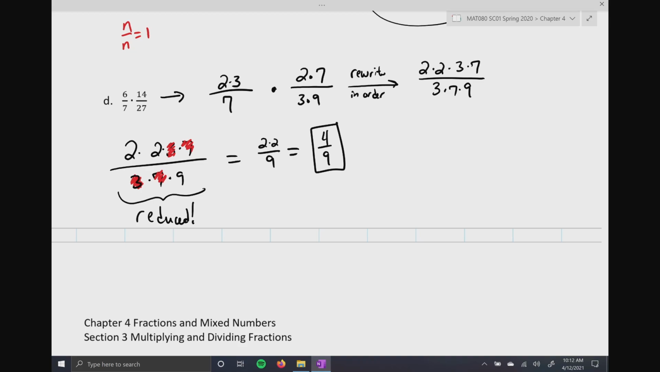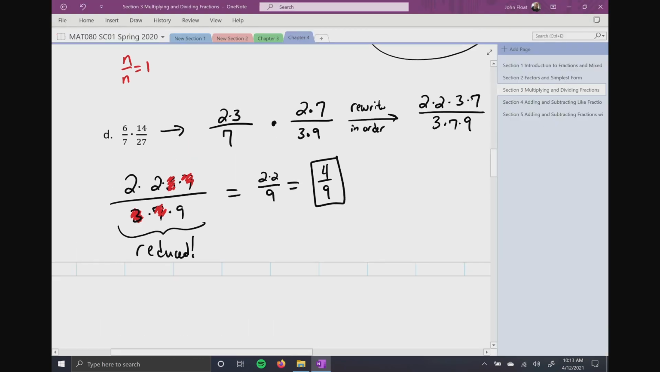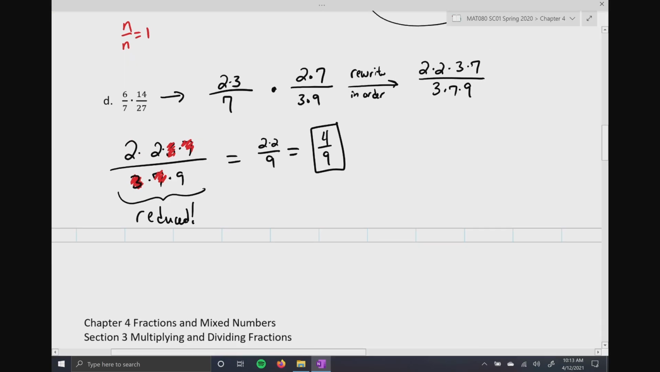Okay? Are there any questions? Yes or no? All right. We're looking good. So you have the tools to do this. Section, what is it, 4.2? Let me go back. Yeah. Section 4.2, factors in simplest form is the key to all this.